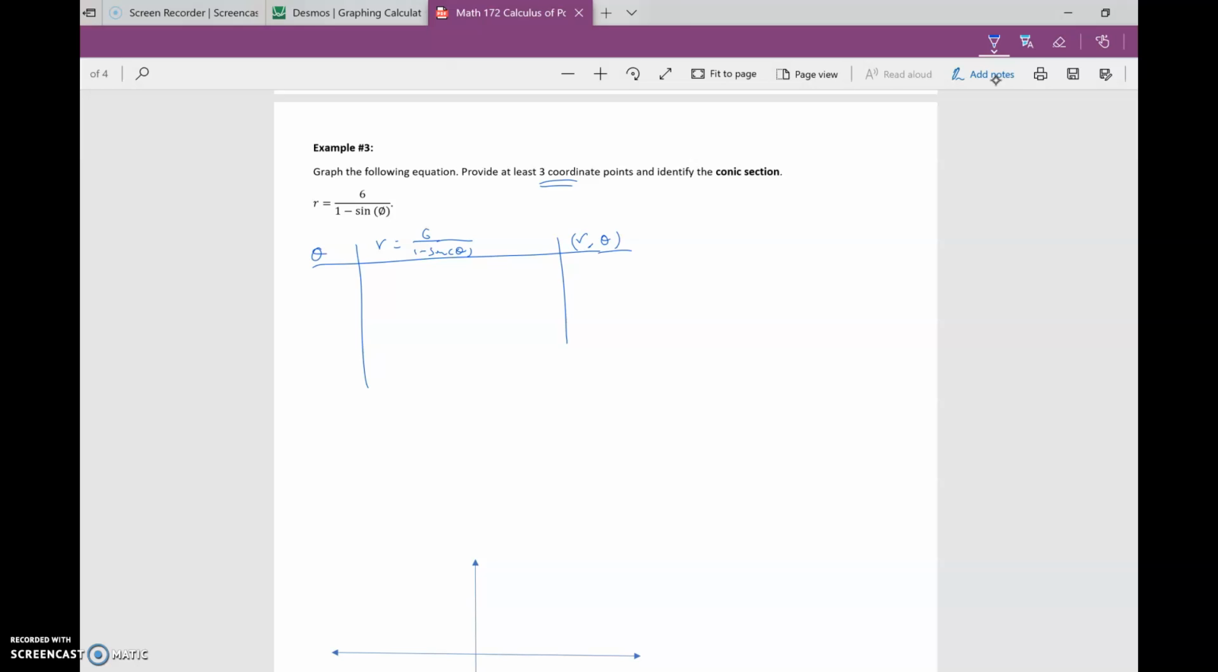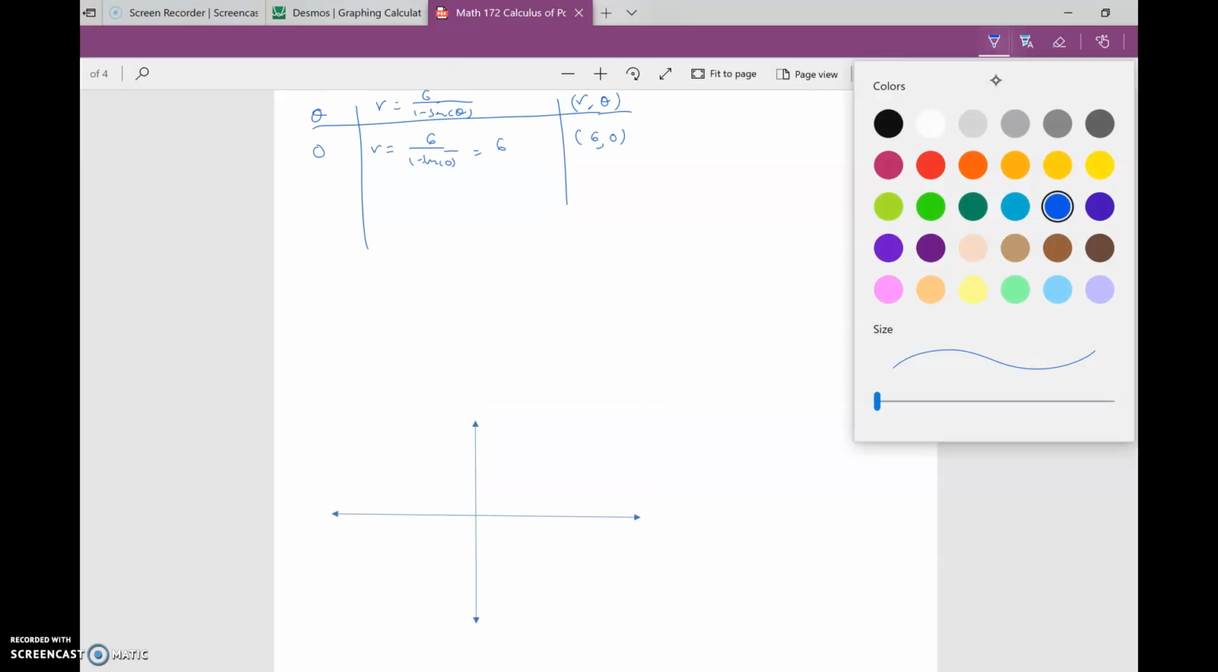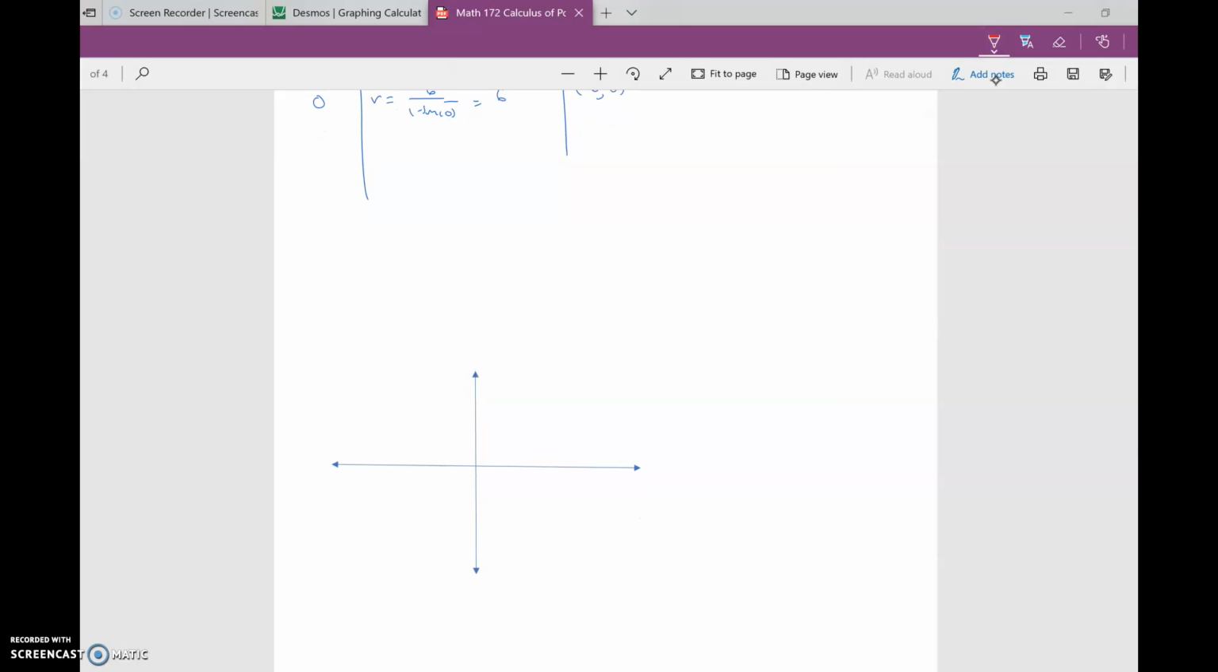So let me start with 0. This will be easy to evaluate. So r is equal to 6 over 1 minus the sine of 0, which is going to give us technically 6. So you're looking at 6 at an angle of 0. So you're looking at 1, 2, 3, 4, 5, 6.